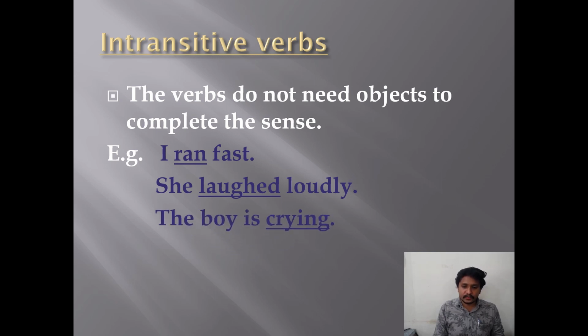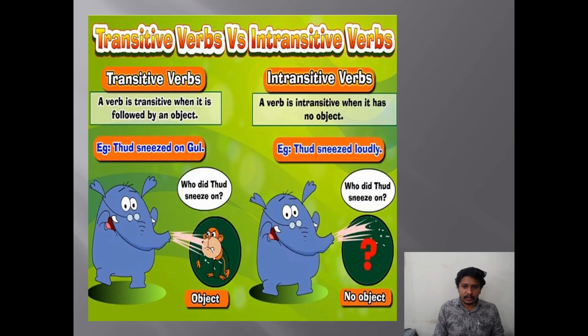The boy is crying. Okay, the boy is crying. The verb is finished there, or the sentence is clear there. The boy is crying. It doesn't require any objects. So look at this box or the picture.